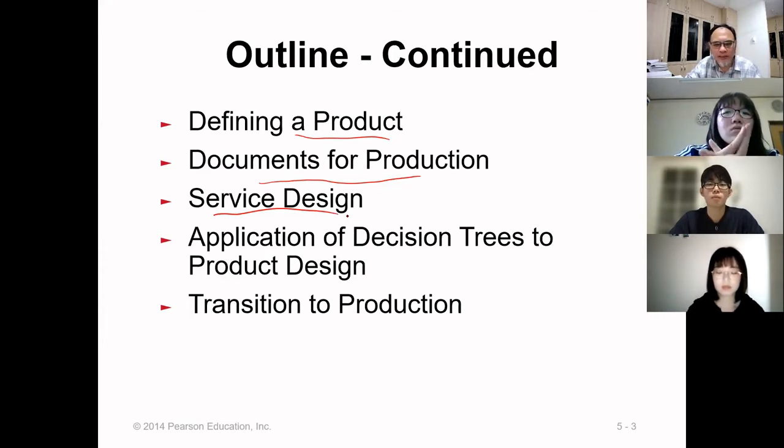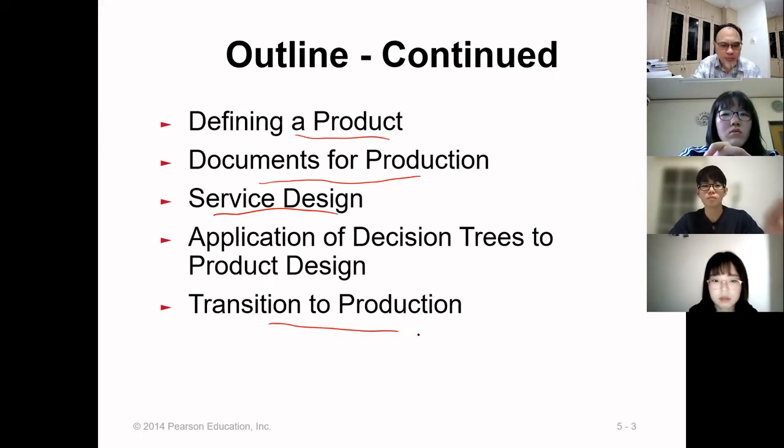Application of decision trees to product design, and the transition to production means whenever you have designed and developed the product, we need to actually make sure we are able to produce it. And the transition towards production is smooth, because in design you only make samples. You only make a few. You have pre-production. You make 10 samples or 100 samples. But in production, you're going to actually produce more than the samples that you have tested. Okay, you're going to mass produce it, because there is going to be economies of scale, right? Transition to production.